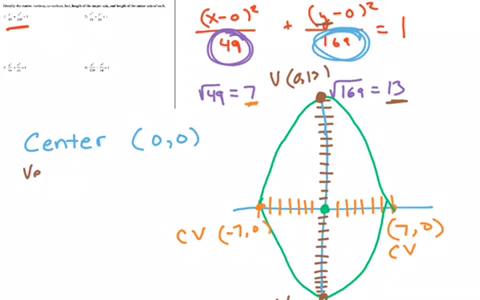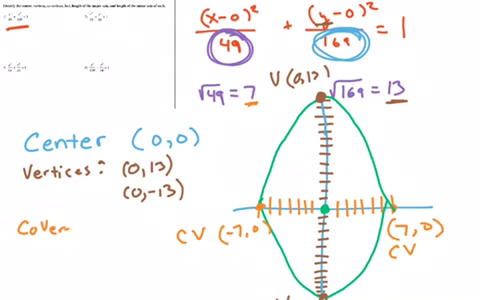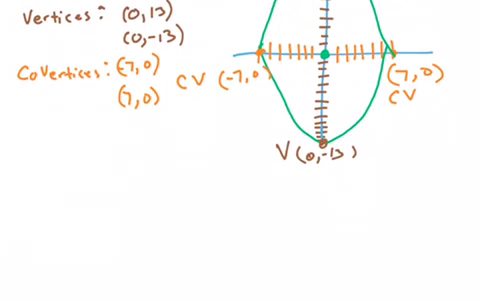Our vertices are going to be (0, 13) and (0, negative 13). And my co-vertices are going to be (negative 7, 0) and (7, 0). Okay? Alright, we're getting there. Now let's figure out the foci.